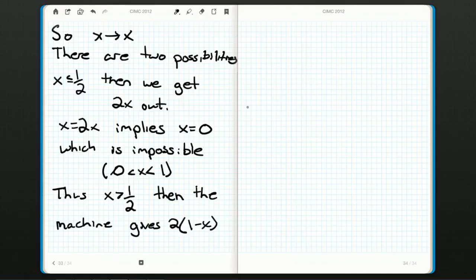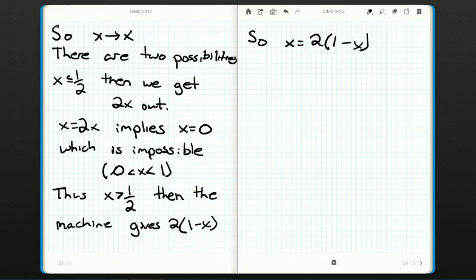Okay, so we got 2 times 1 minus x. But we know that this is just going to be the same value of x again. We put x into the number and it spit x back out. So we can equate x and 2 times 1 minus x. So that's 2 minus 2x. Much nicer way of writing it.